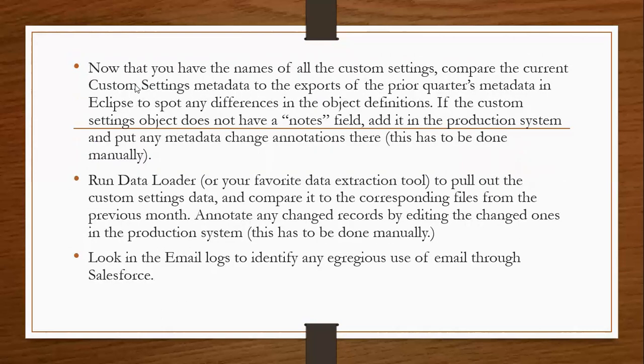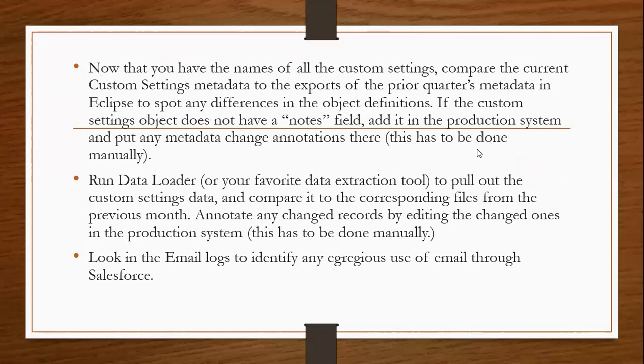Next, now that you have the names of all custom settings, compare the current custom settings metadata export to the previous quarter's metadata export to spot any differences in the object definitions. If the custom setting object does not have a note field, add it in the production system and put any metadata changes and intentions there.